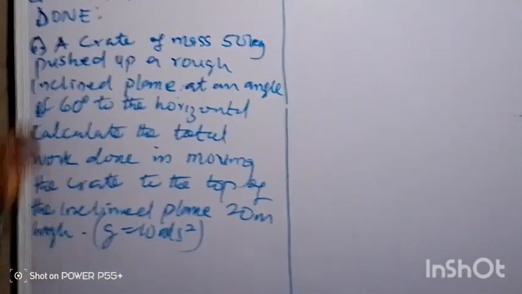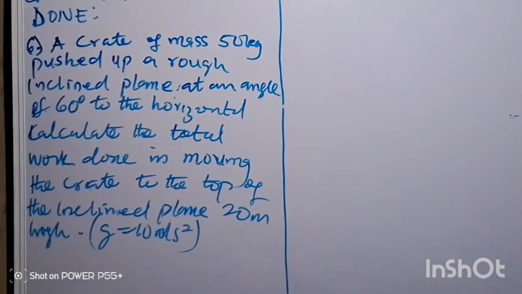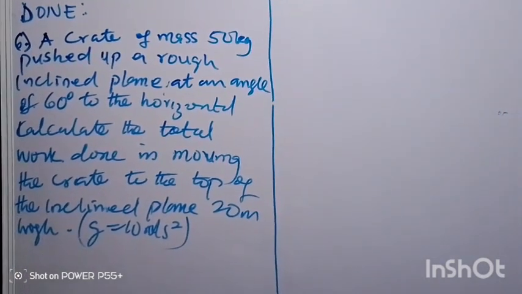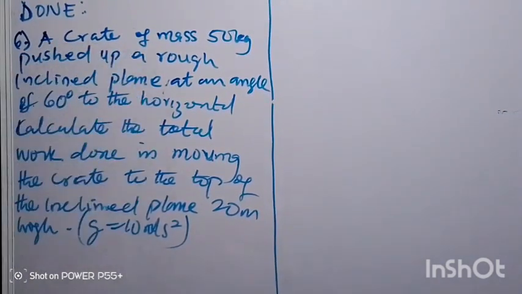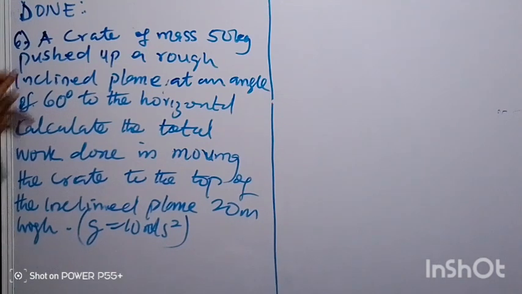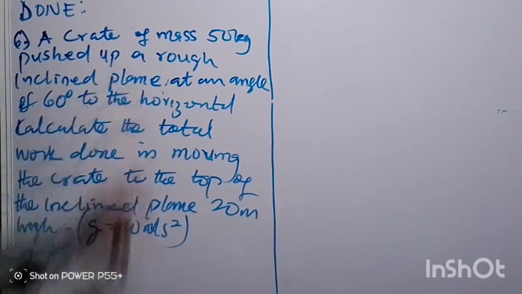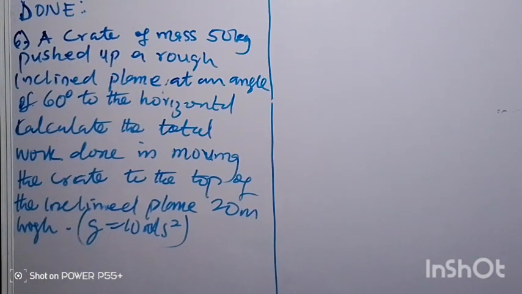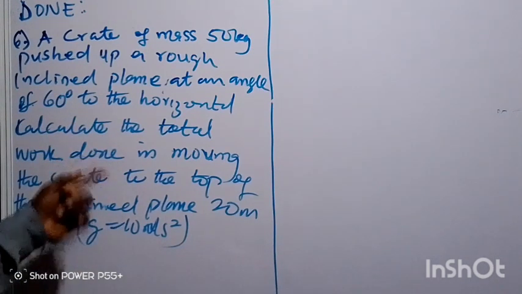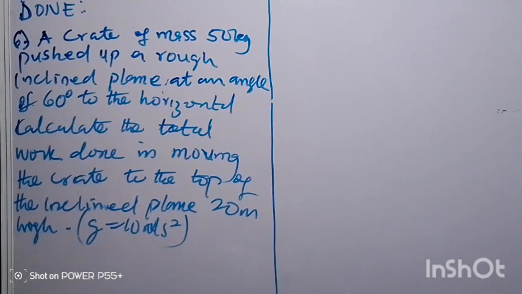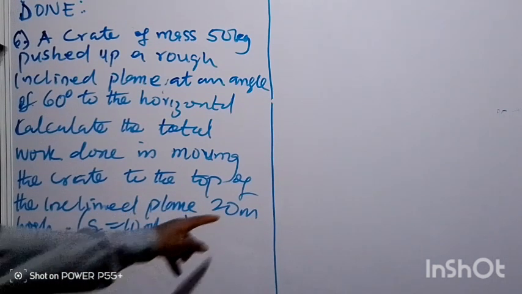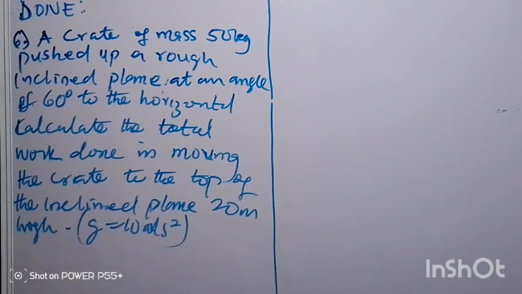Let's take this one as example 6. The question reads thus: a crate of mass 50 kg is pulled up a rough inclined plane at an angle of 60 degrees to the horizontal. Calculate the total work done in moving the crate to the top of the inclined plane 20 meter high. g is equal to 10 meter per second squared. Now, the solution to this one.